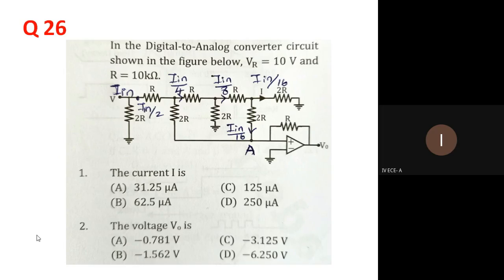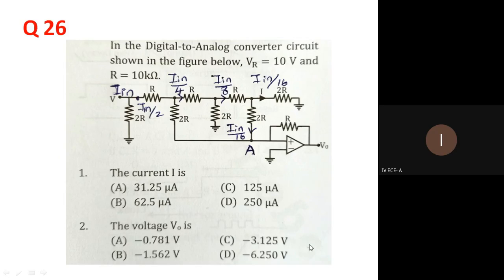Another one, this is the example. In the digital to analog converter circuit shown below, VR is equal to 10 volts and R is equal to 10 kilo ohm. We have to find the current I. There are four options: 31.2 microamps, 62.5 microamps, C, 125 microamps, D, 250 microamps. Similarly, we have to calculate the output voltage VO. There are options: minus 0.781 volts, minus 1.562 volts, C, minus 3.125 volts, D, minus 6.25 volts.